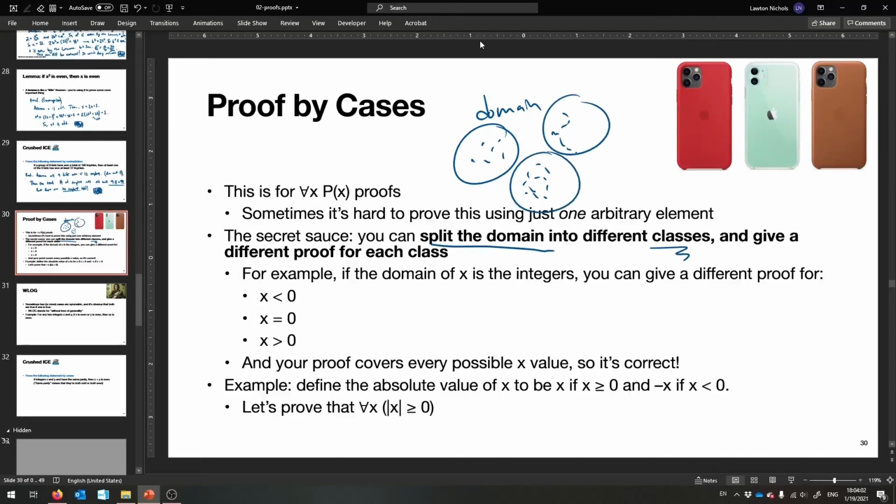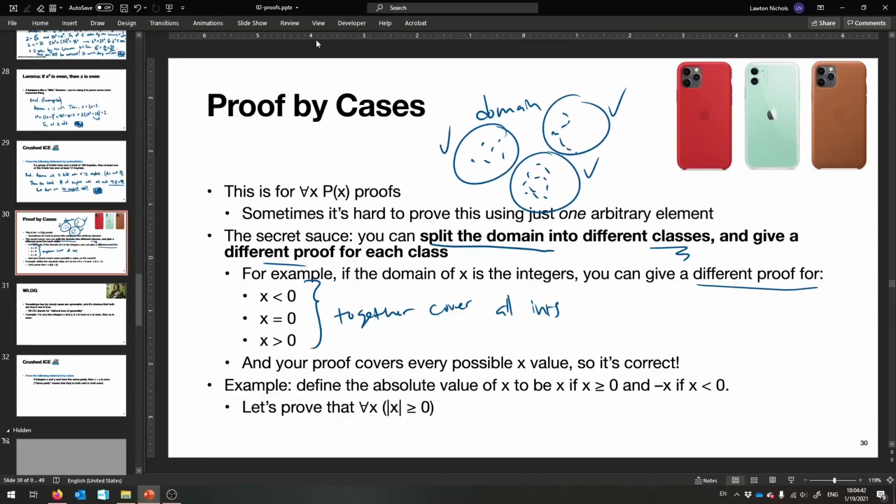You can do it like this. You can prove one proof for this one, and then for that one. That's the idea. If you give a different proof for each class, they still all come together to cover the entire domain. For example, if you're trying to prove something about integers, it might be easier to give a different proof for an arbitrary x when x is less than 0, an arbitrary x that is equal to 0, and an arbitrary x that is greater than 0. If you do these 3 proofs together, you've suddenly covered all of the integers. Together, they cover all ints.